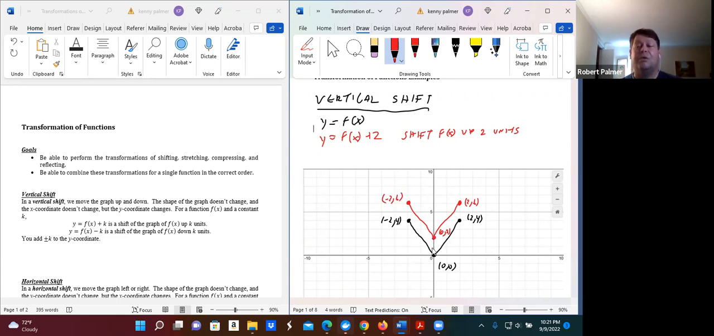Okay, so once again, we've just taken the graph and shifted it up. We haven't changed the shape. And in shifting it upward, we just added 2 to our y-coordinates, and our x-coordinates have stayed the same.